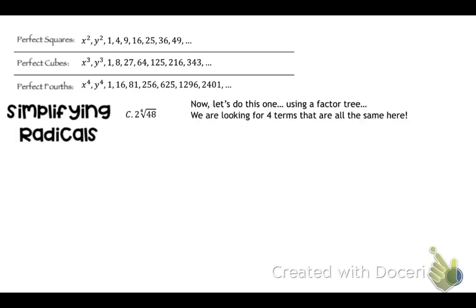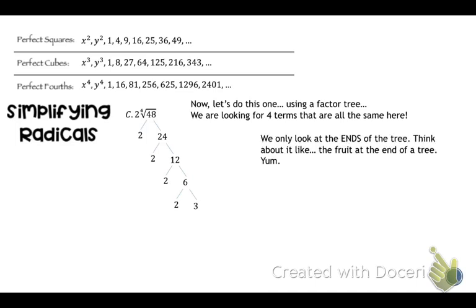We're looking for 4 terms that are the same. So 48 breaks down to 2 and 24. 24 breaks down to 2 and 12. 12 breaks down to 2 and 6. 6 breaks down to 2 and 3. Okay, and you're only looking at the ends of the tree. Think about it like the fruit at the end of the tree.